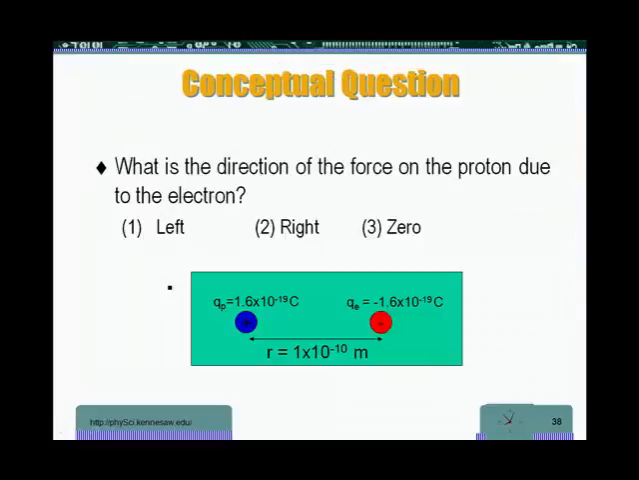Okay, now let's start discussing directions. What is the direction of the force on the proton due to the electron? The proton is obviously the positive charge. And what's the electron doing? It is attracting it. So the force is going to be in this direction. So our force is towards the right.